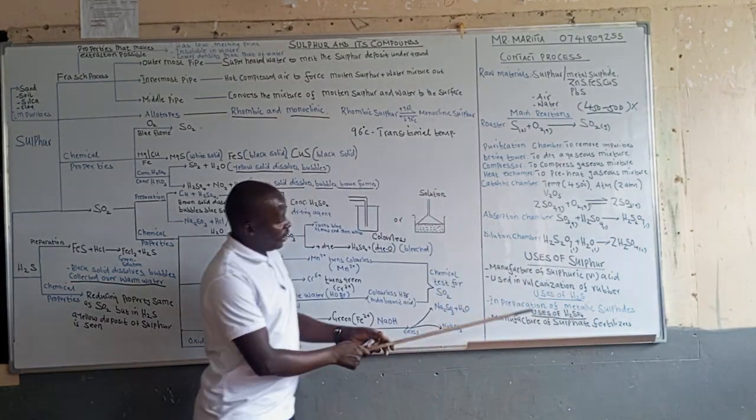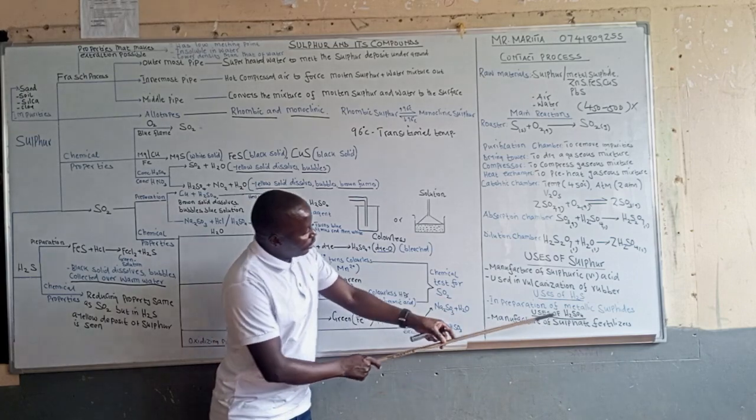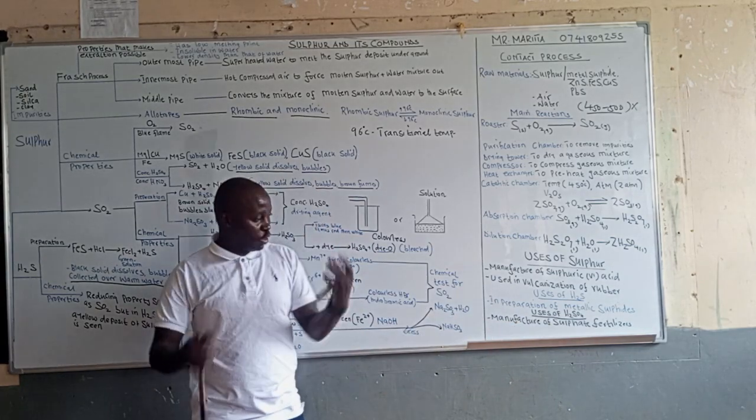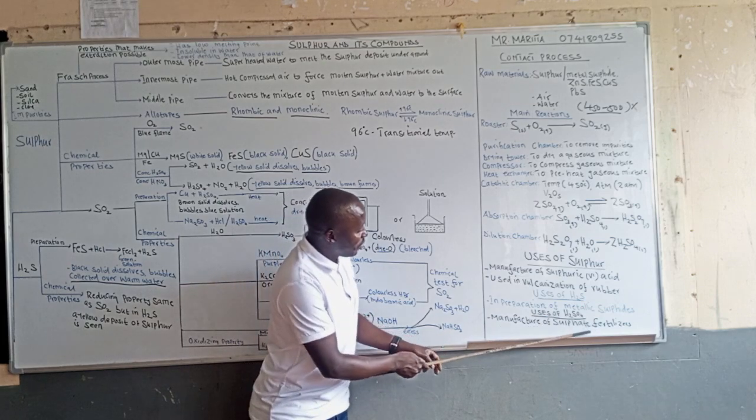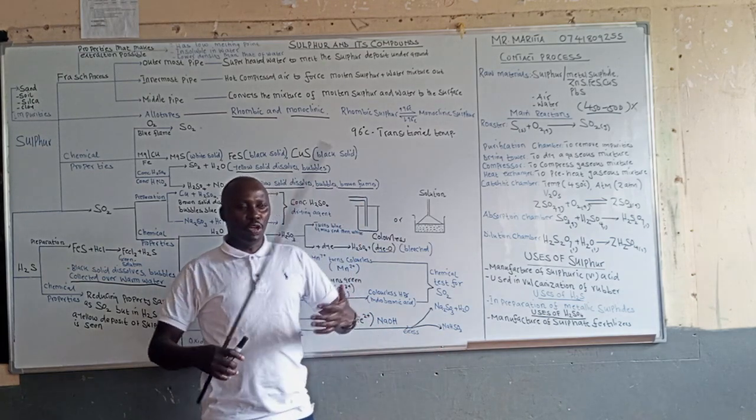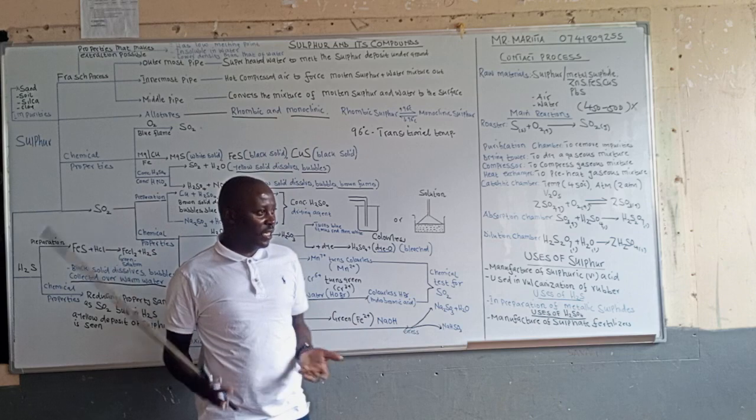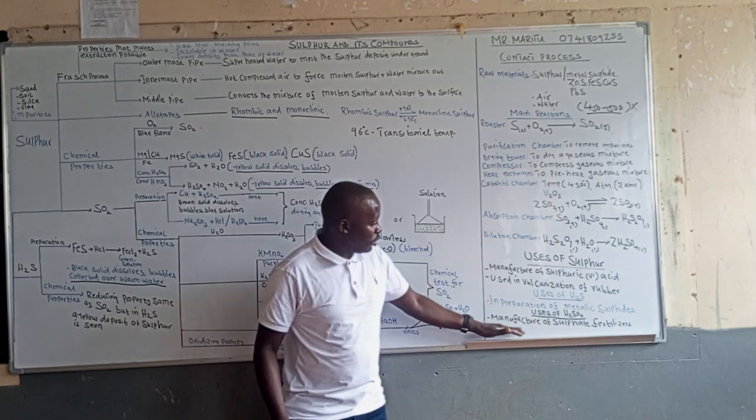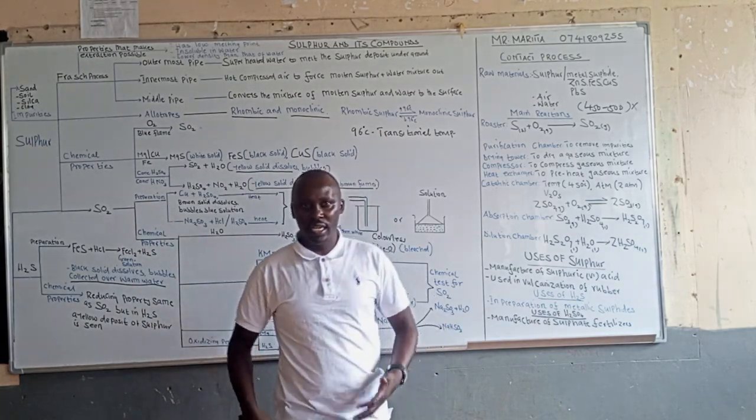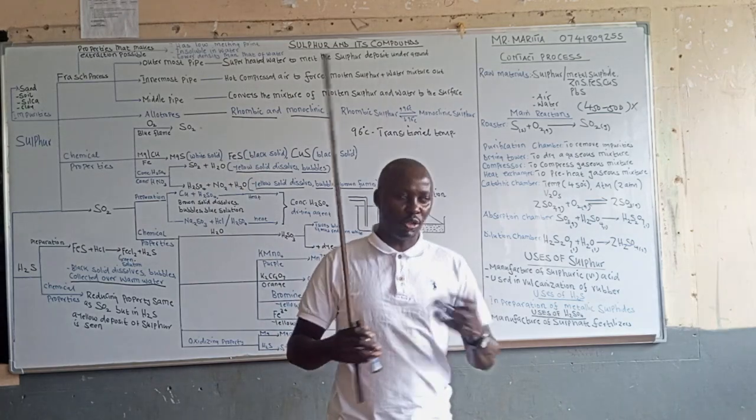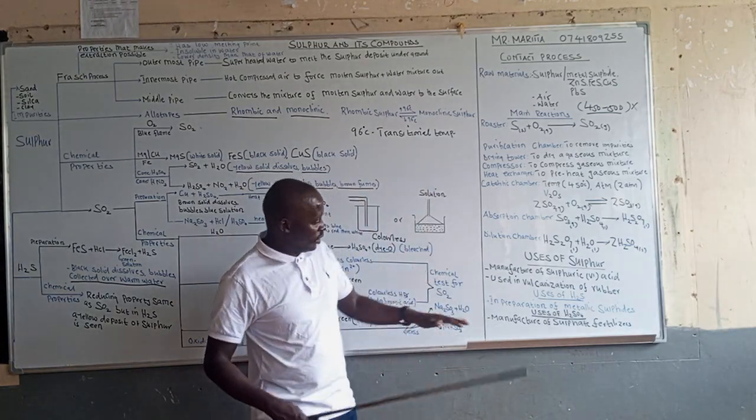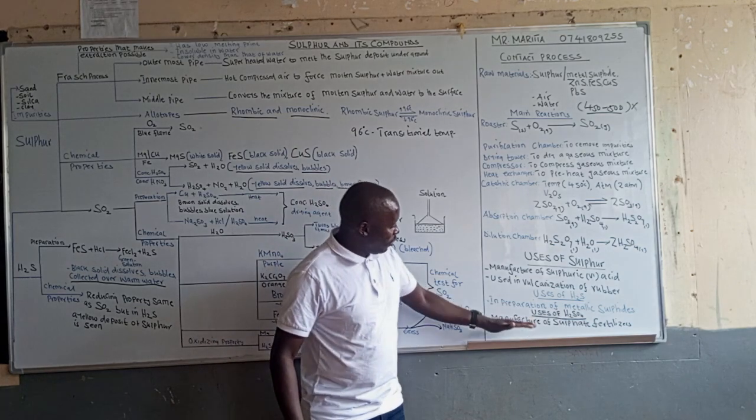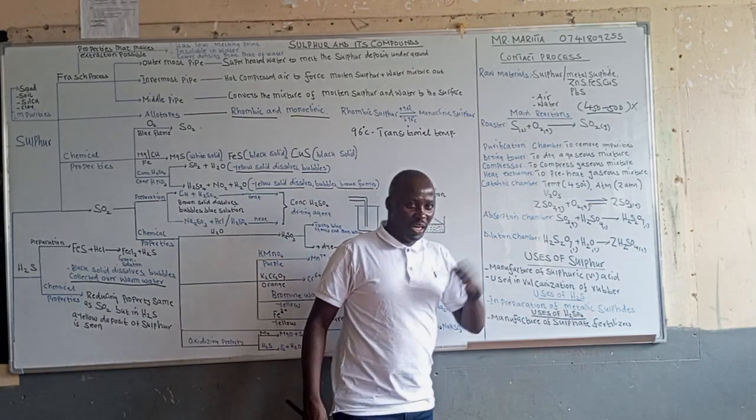We also have the uses of sulfuric acid. In the uses of sulfuric acid, we have the manufacture of soluble fertilizers. Some candidates write that it is used for the manufacture of fertilizers. That one is wrong because you can't score. You have to be very specific about the type of fertilizer. So in this case, you talk of the manufacture of soluble fertilizers.